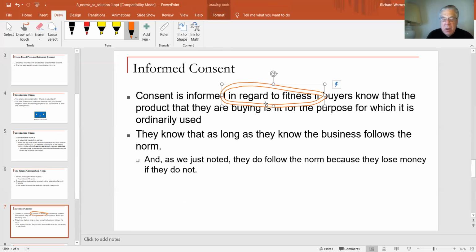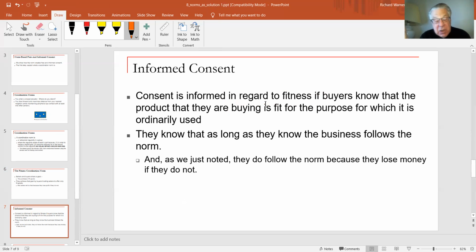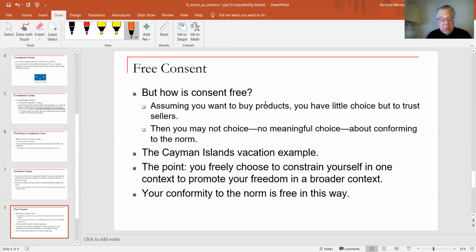How do you know that? Well, your consent is informed in that regard if you know the product is fit for the purpose for which it's ordinarily used. And you do know that as long as you know the business follows the norm. And as we just said, the business will follow the norm because they lose money if they do not. And of course, there will be exceptions where businesses try to get away with something and do for some time. But as a general rule, businesses follow the norm and consumers know that. So that's why we don't investigate whether it works the way it's supposed to.